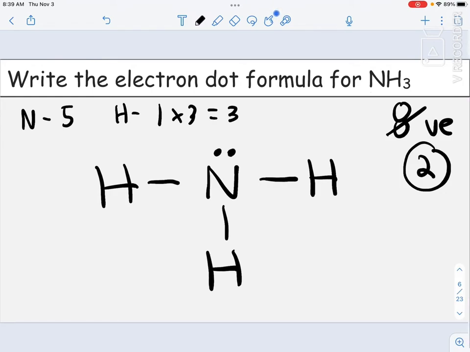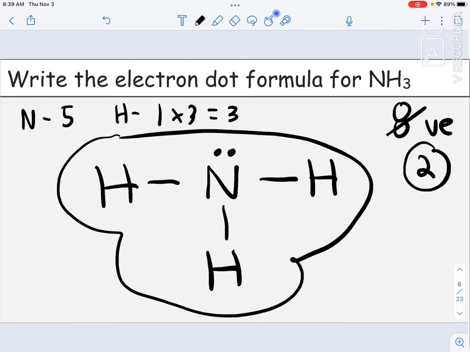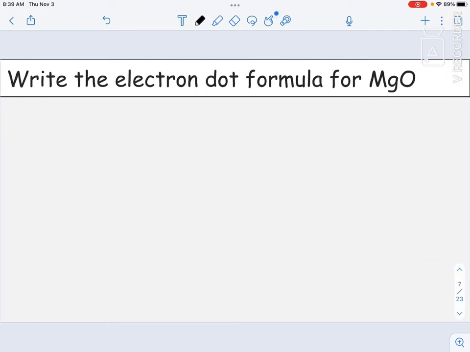Nitrogen's happy because all around it now has 8 valence electrons. So this is the correct answer for NH3. Moving on to magnesium oxide, ionic bond.